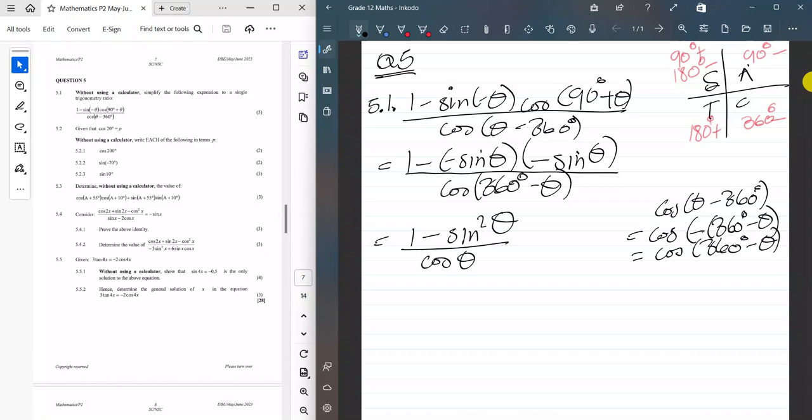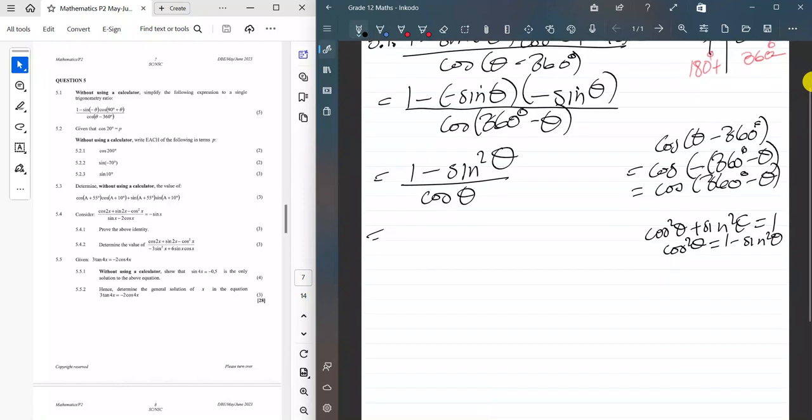Happy? Perfect. Now, looking at this, 1 minus sine squared theta. You remember that cos squared theta plus sine squared theta is equal to 1. Now, what does this look like? If we say cos squared theta, can't we say it is equal to 1 minus sine squared theta? We can say that. So this is cos squared theta all over cos theta.